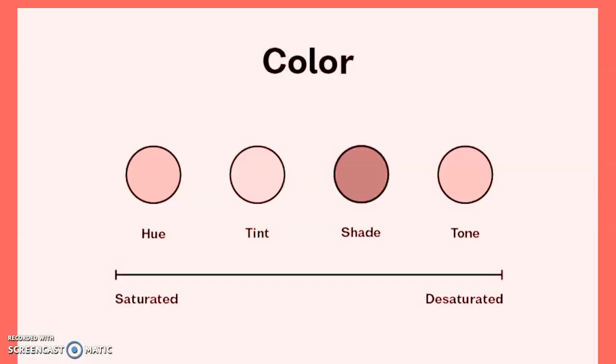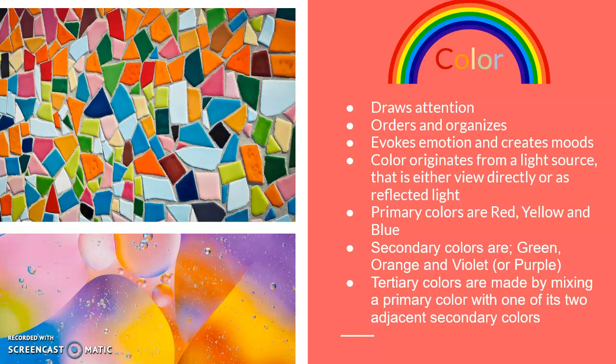Next is color. Color draws attention, orders and organizes, evokes emotion, and creates mood. Color originates from a light source that is either viewed directly or as reflected light. Primary colors are red, yellow, and blue. Secondary colors are green, orange, and violet, or purple. Tertiary colors are made by mixing a primary color with one of its 2 adjacent secondary colors.